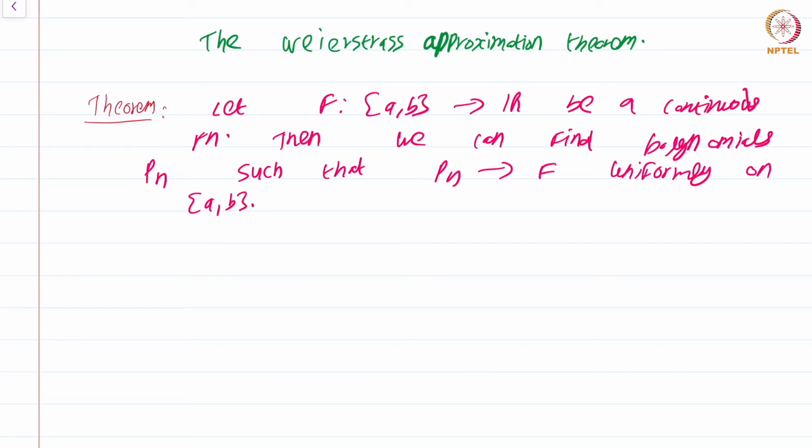In essence, what this theorem is trying to tell us is that no matter how complicated the function f is, we can always find a polynomial that is as close to f as we desire.